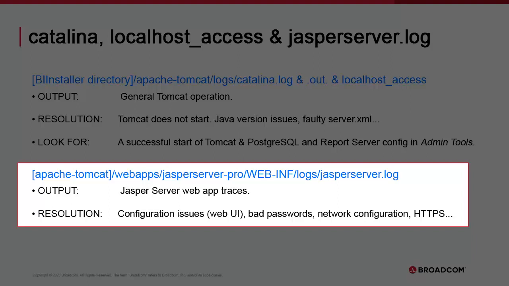This is found in the web app directory, JasperServerPro, WEB-INF, logs. Here you'll be able to troubleshoot configuration issues when setting up in the web UI, password problems, network issues, HTTPS, and so forth. Once the configuration is successful, make sure the options in the Insight panel in the web UI version 1 are available. Although unlikely, more narrow issues like malfunctioning reports will be logged in here as well.